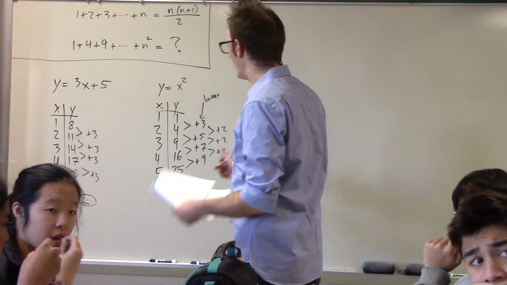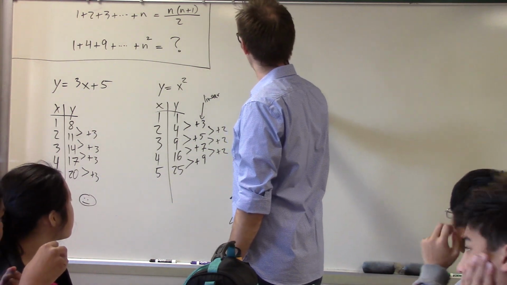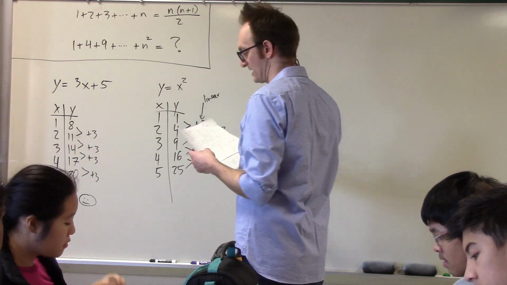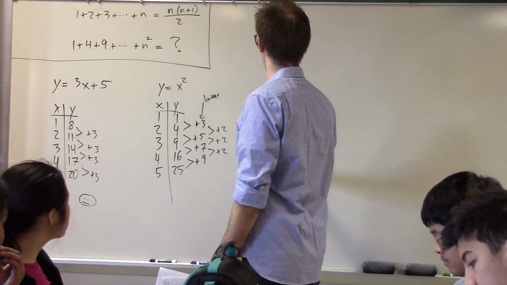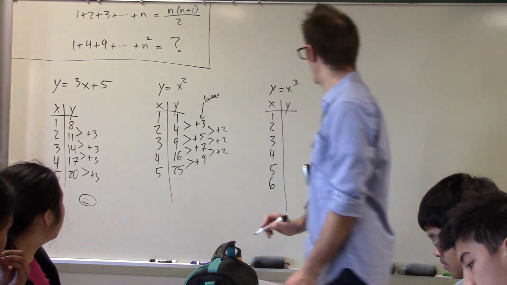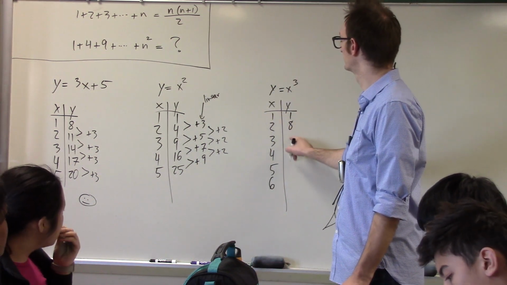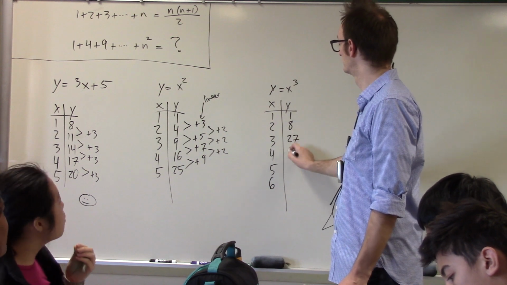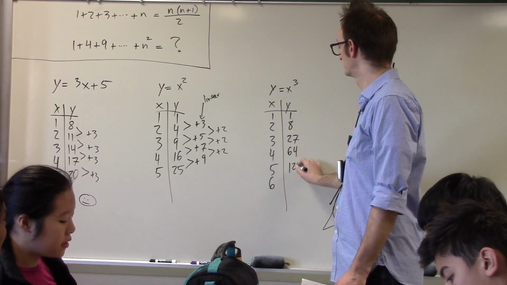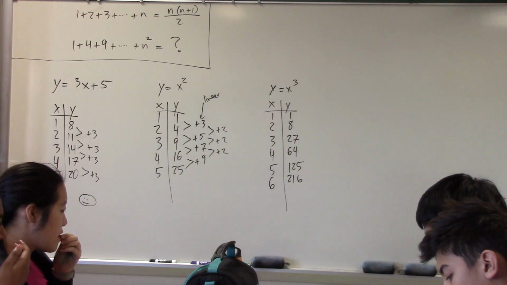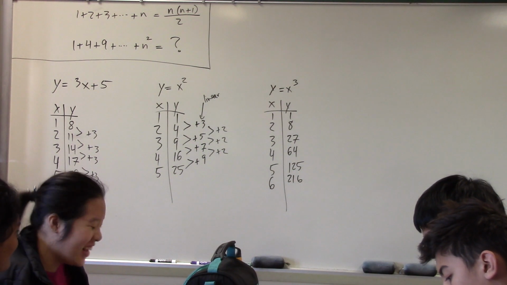Well, next step. Do y equals x cubed. What are we going to find here? Let's do 1, 2, 3, 4, 5, 6. Do you all know your perfect cubes? Of course you do. 27, 64, 125, and then 216. Good.